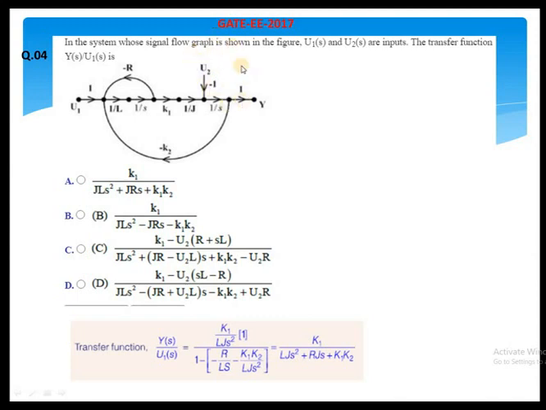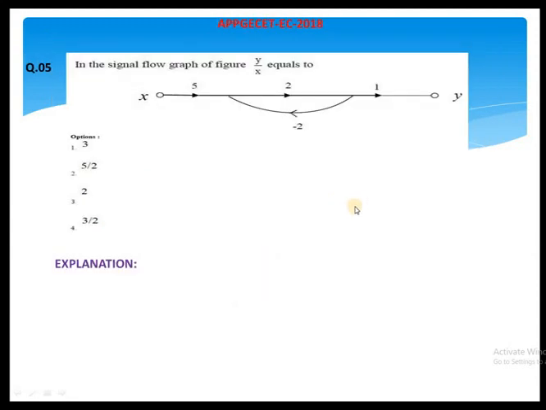So we should assume U2 of S value is 0. With that we will get the transfer function Y of S by U1 of S. Just practice this one. We will get the transfer function K1 by (J L S square plus R J S plus K1 K2). The option A will be the answer for this question. Just practice this one. And the next question is from the PGECET paper, EC 2018 paper.